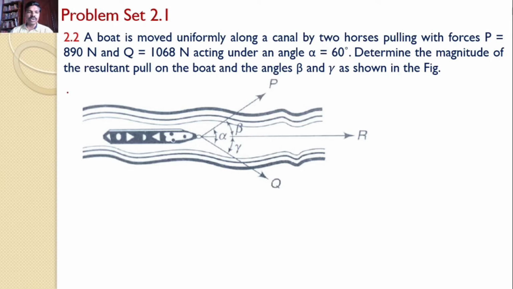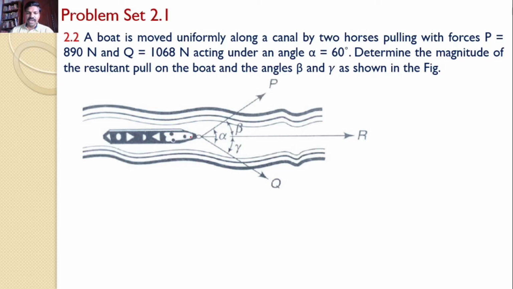Determine the magnitude of the resultant pull on the boat and the angles beta and gamma as shown in the figure. That means one horse is pulling in this direction with a force P, another horse is pulling in this direction with a force Q. The angle between these two forces is alpha.